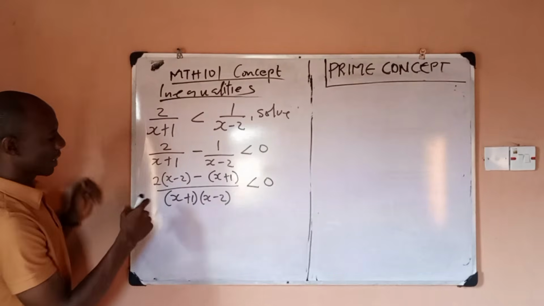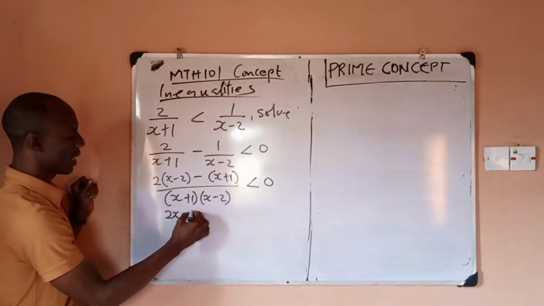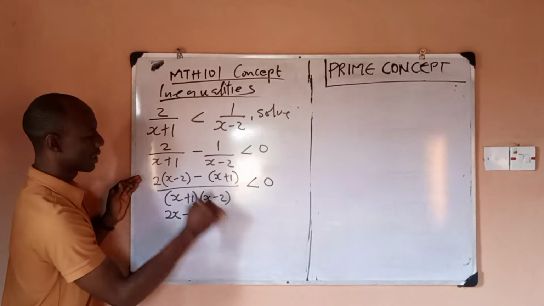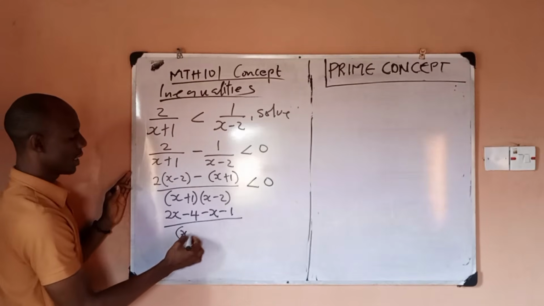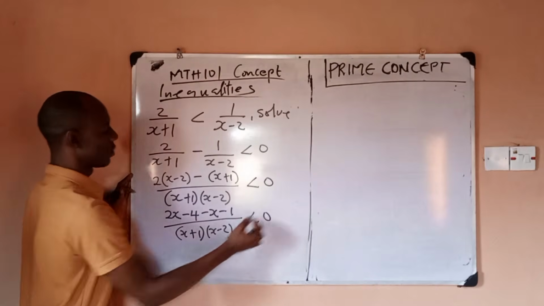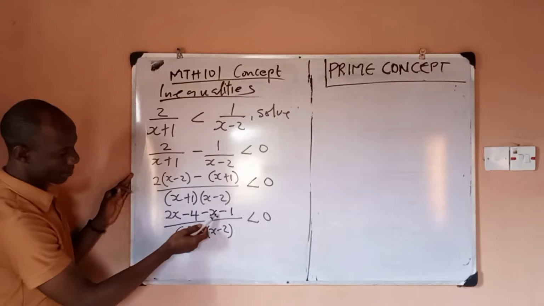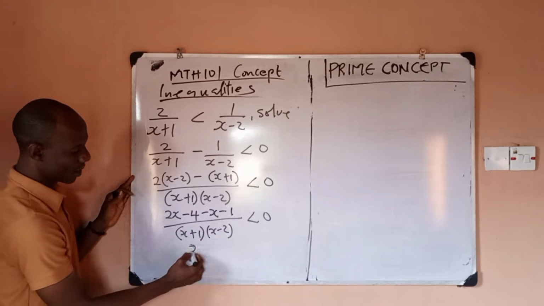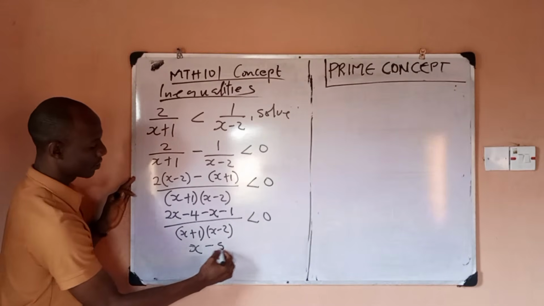So I'm going to expand this. 2 times x is 2x. 2 times this is minus 4. Now open. Minus times this is minus x. Minus times this is minus 1. Divided by what? X plus 1. X minus 2 less than what? 0. Now what do you have? 2x minus x. 2x minus x is what? Is x. Minus 4 minus 1 is minus 5.